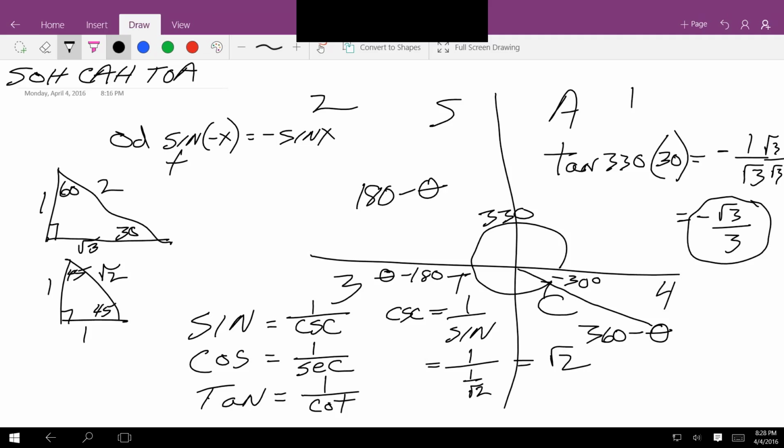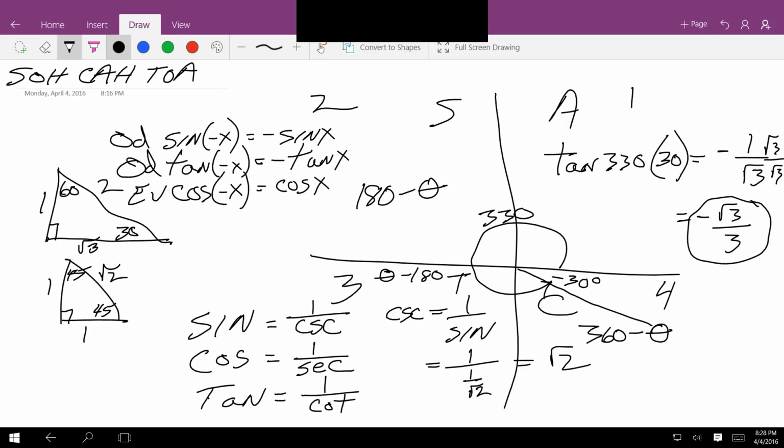Same thing with tangent. Tangent of minus x equals minus the tangent of x because it's also odd. But cosine is even. So if I have cosine of a negative angle, it's equal to the cosine of the positive angle because it's even. Okay? So how does this benefit me so much?